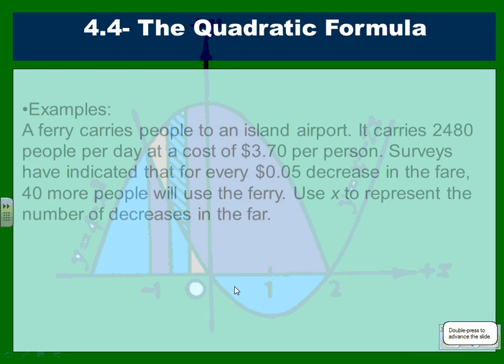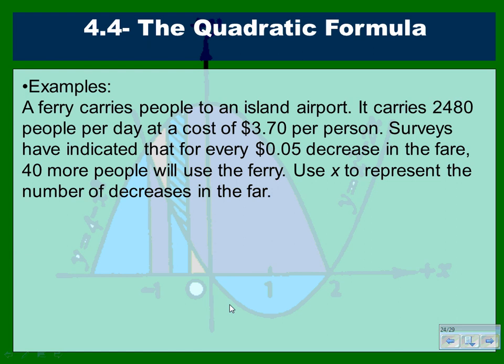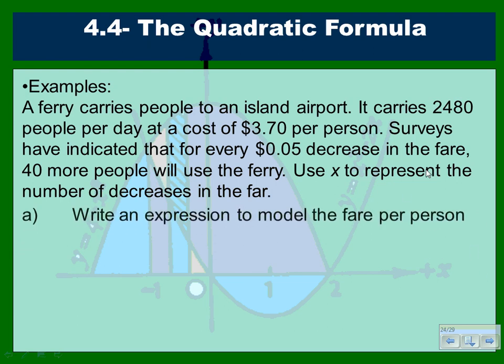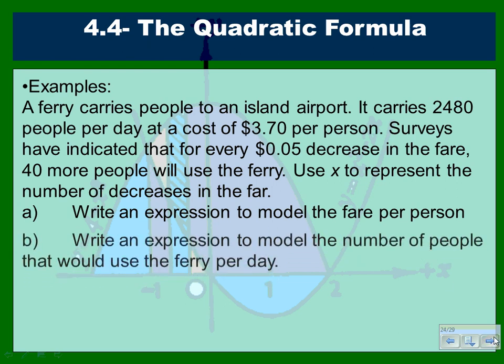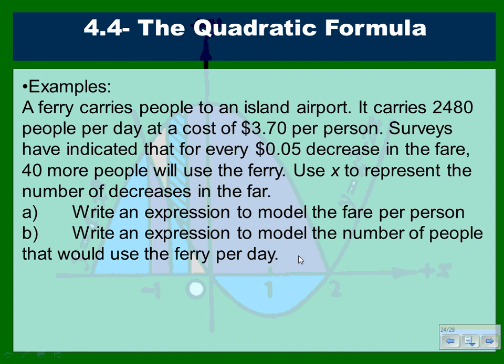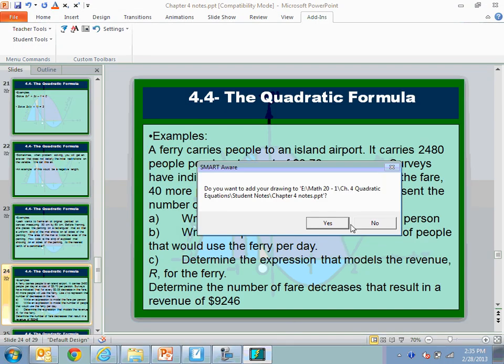All right, so our question says a ferry carries people to an island airport, and normally it carries 2,480 at a cost of $370 per person. However, surveys indicate that for every time we discount the price, more people are going to buy. For every 5 cents off, 40 more people are going to ride. So we're using X to represent the number of decreases. So we need to write an expression to model the fare per person, and then write an expression to model the number of people that would use the ferry per day.